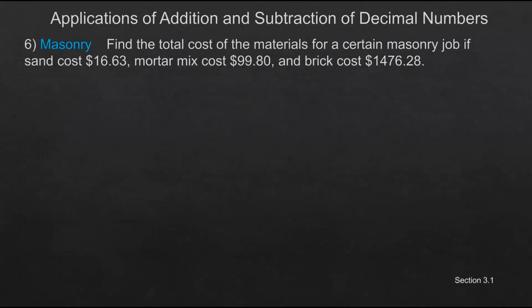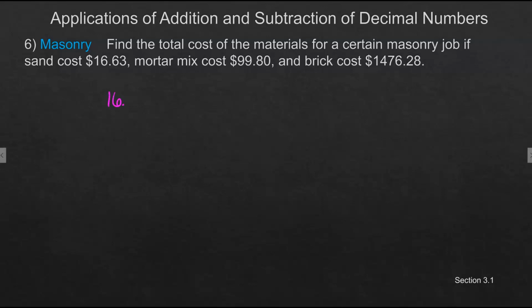All right, let's take a look at this application problem. It's applications of addition and subtraction. So find the total cost of the materials for a certain masonry job if sand costs $16.63, mortar mix is $99.80, and brick are $1,476.28. Well, we're finding a total, and that means we're going to add these up.